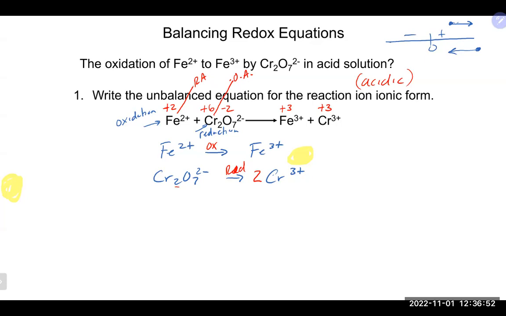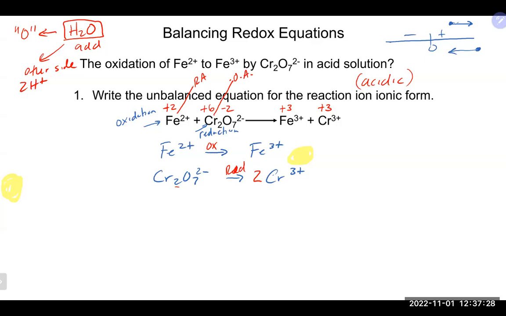Once you've balanced everything other than oxygen and hydrogen, it is time to balance the oxygen. The way that we balance the oxygen in this method is by adding water. So we add water to whatever side needs the oxygen. The problem though with adding water is we're not just adding oxygen, but we're also adding hydrogen. So for every water that you add to one side, to the other side you need to add 2 H+ to balance out the hydrogens.